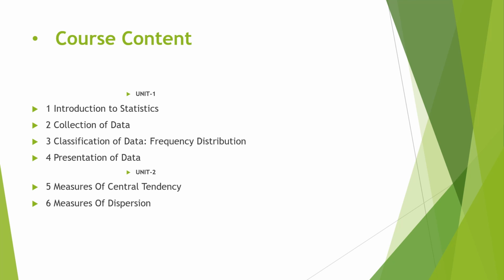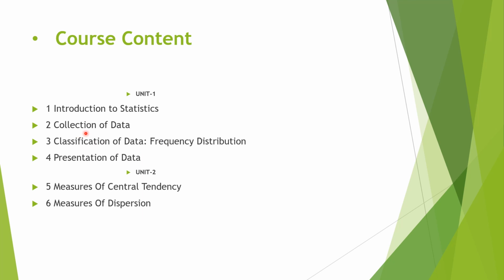The total syllabus is divided in 4 parts and each part is termed as a unit. So we have 4 units which we will study in this entire semester. Under unit 1 we have total 4 chapters. First chapter is introduction to statistics. Under introduction to statistics we will study what is the meaning of statistics, how does this term statistics originate, what are its features, functions, advantages and limitations.